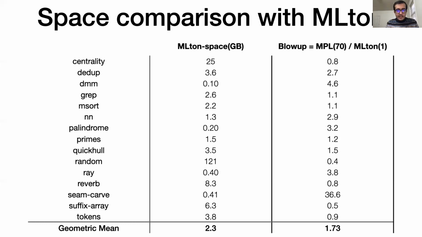So we see mostly that in the blow up column, these blow ups are less than 5 on 70 cores. SeamCarve sees a blow up of 36 because it has a high allocation rate. It is memory bound, like I mentioned before. But still it is less than 70, so it is within our theoretical bounds.